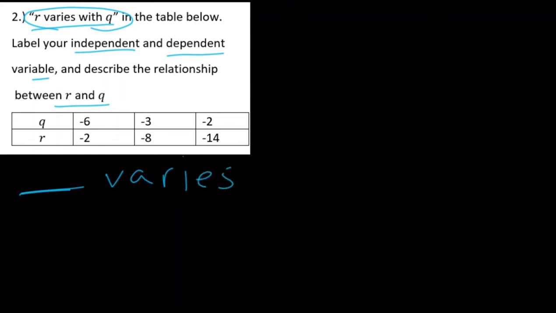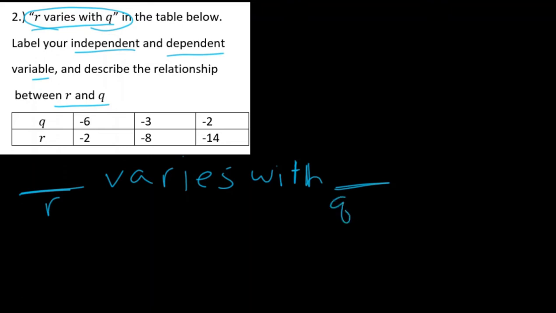with blank. By the way, if it seems like I'm writing really slow, it's just because I'm having a little bit of stylus issues. It takes a second for the pen to pick up. So blank varies with blank. And of course, in this one, we have R varies with Q.